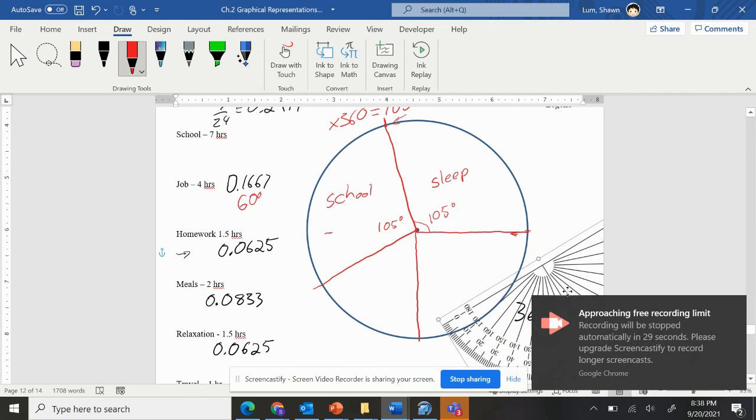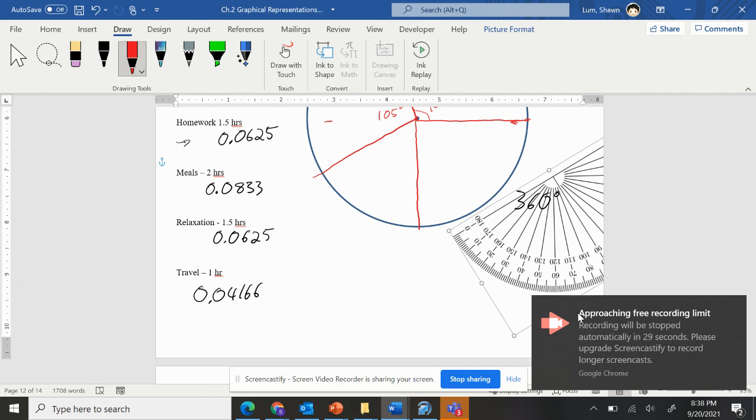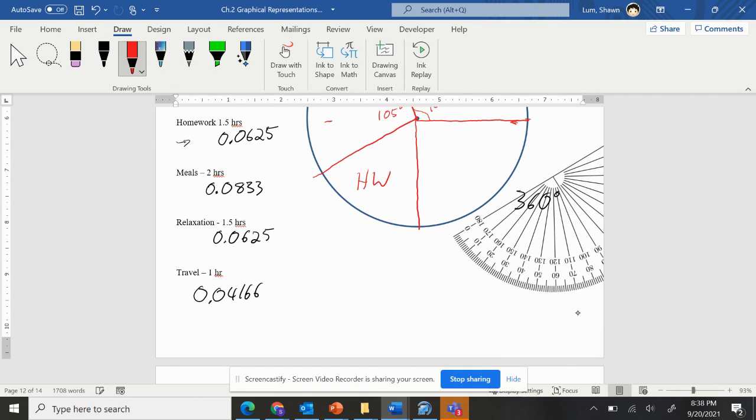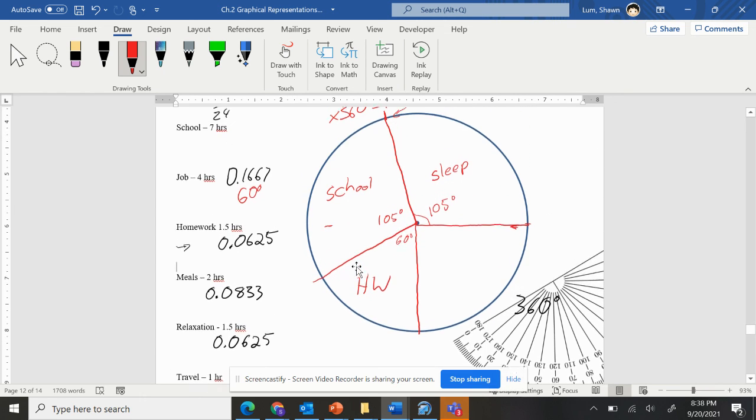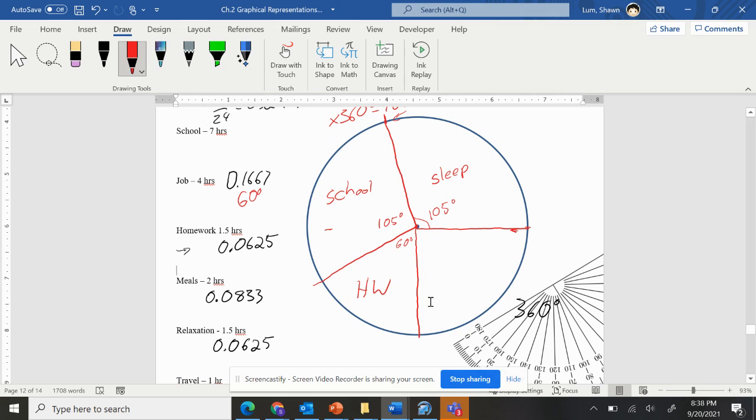And then I move that. And then I write down that this one is homework. Okay. And I say this is 60 degrees right there. And then you continue to go all the way around, and then you should fill up the entire circle with the rest of them right there. Okay.